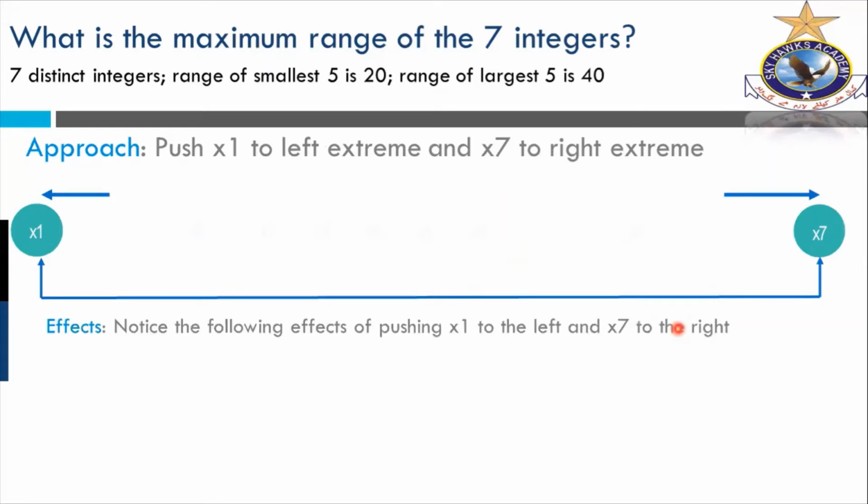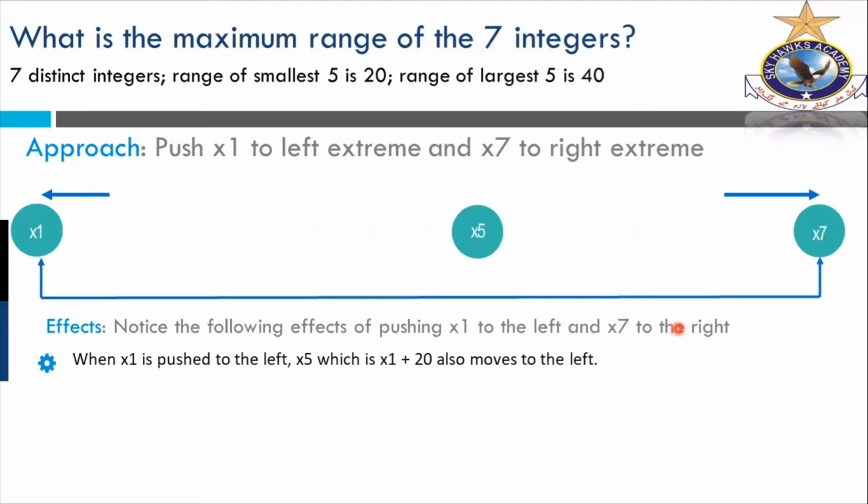Notice the following effect of pushing x1 to the left and x7 to the right. Let's see what that is. When x1 is pushed to the left, x5, which is x1 plus 20, also moves to the left. Just recall that from the range we have found that the value of x5 is x1 plus 20. So this is the upper limit of the first 5 least numbers. That's why it's also moving to the left.